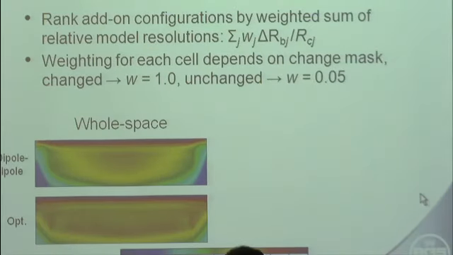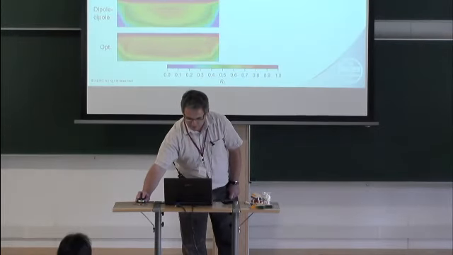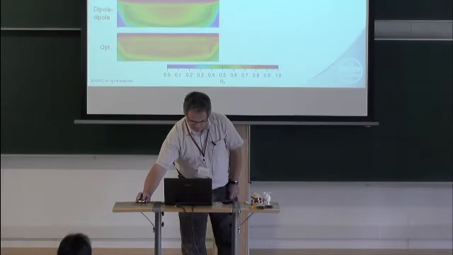What we're going to do is rank the add-on configurations similarly to before, but we'll use a weighting on that ranking for each cell, which will depend on the change mask. If the change mask is 1, so it's determined that that cell has changed, then we'll use a weight of 1. For unchanged cells, we'll use a smaller weight, which will be determined effectively by doing a few numerical tests.